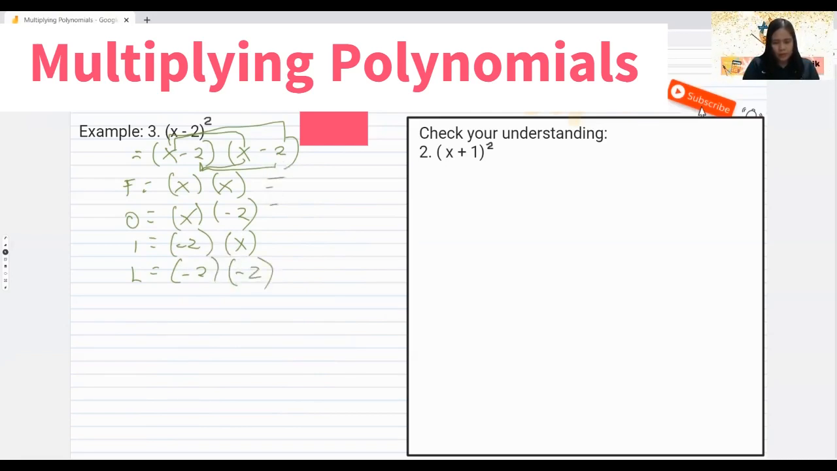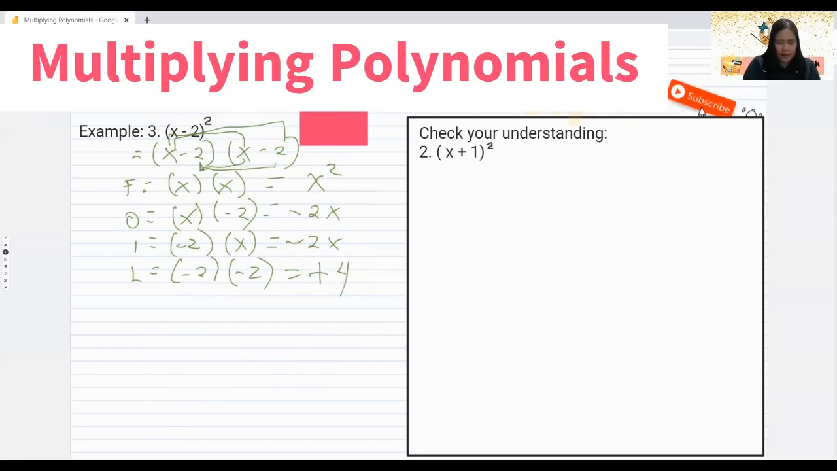Then let us multiply them or simplify them. X times x, again, we have an x squared. You add the exponents, 1 plus 1 is 2. X times negative 2 is negative 2x. You need to write the numerical coefficient first before the variable. Negative 2 times x, same, we have negative 2x. And then negative 2 times negative 2, we will have a positive 4.